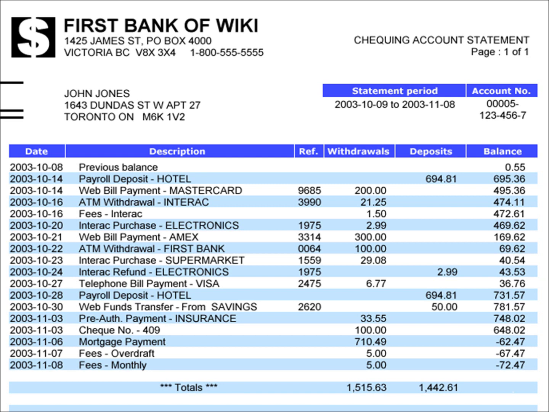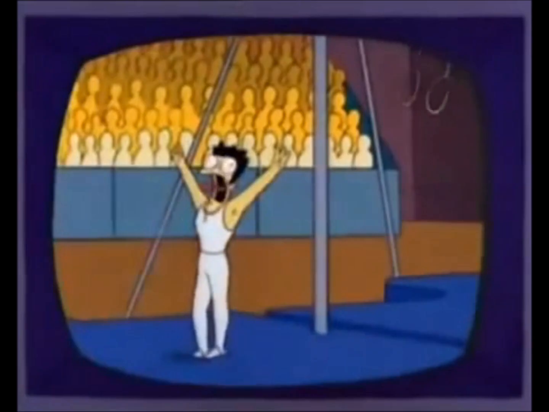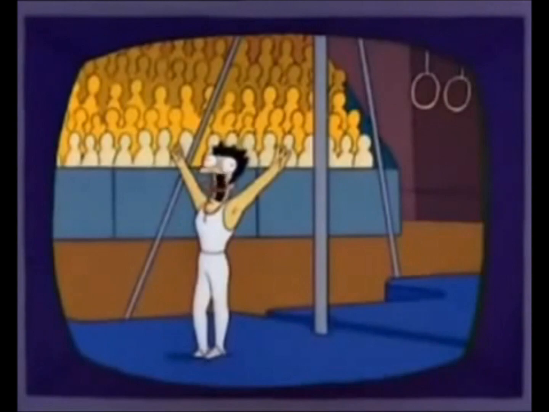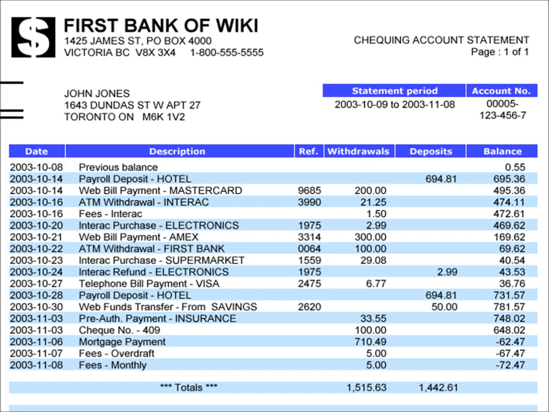Further down the list, we see that right around November the 3rd, he had a check withdrawn out of his account for $100, and his balance ended up being $648.02. That's okay, it's a positive number. But then, 3 days later, a mortgage payment was withdrawn from his account for $710.49. Well, because he only had $648.02 in his account, he has now overdrafted and his account balance has dropped into the negatives. That is never a good thing.